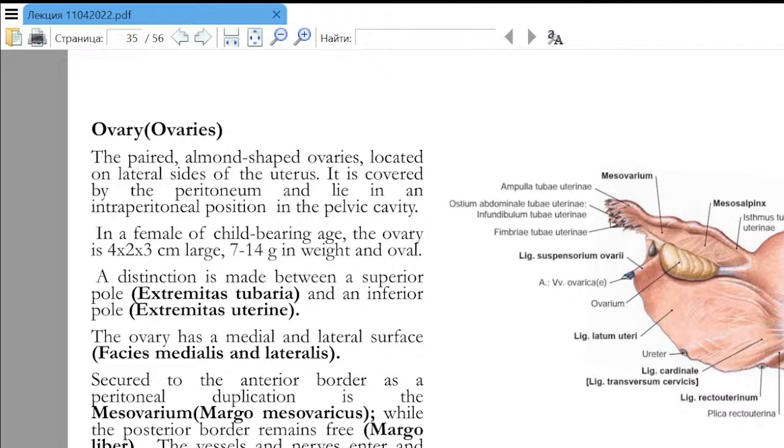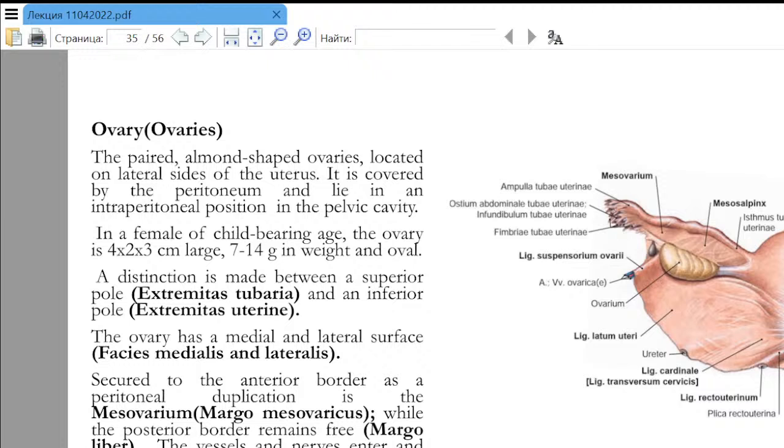Ovaries. Ovary, uterus, fallopian tube. The ovary is a part of the female reproductive system. The ovaries are almond-shaped, located on the lateral side of the uterus. They are covered by peritoneum and lie in an intraperitoneal position in the pelvic cavity.